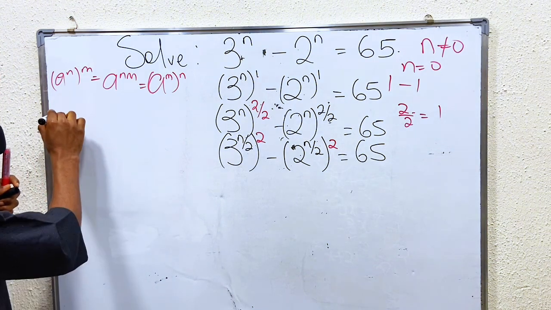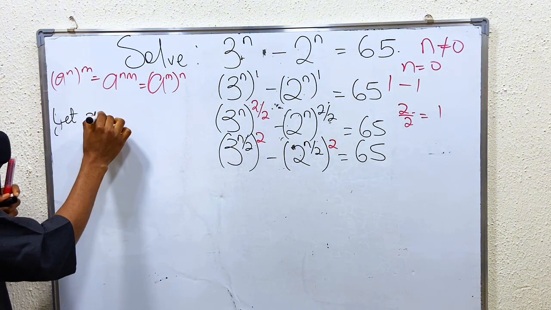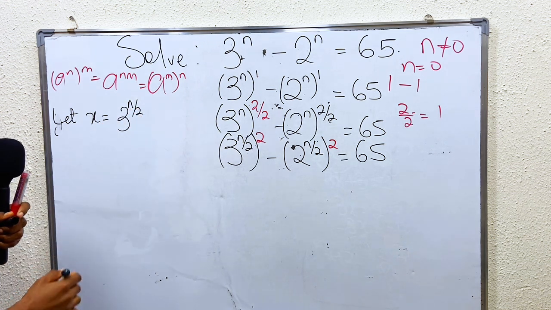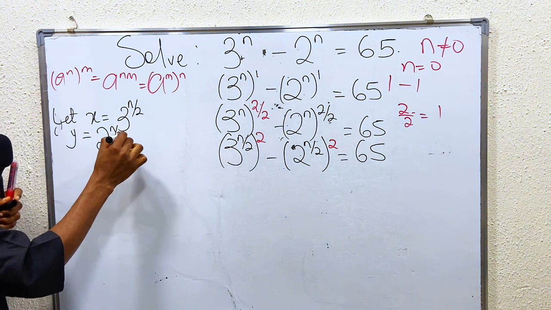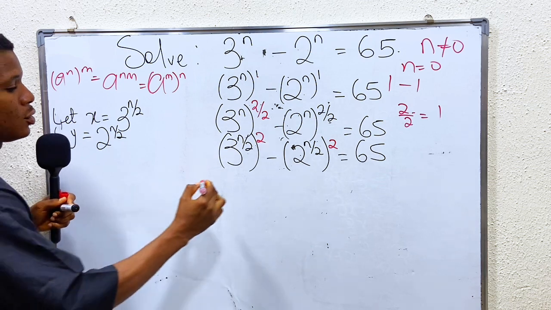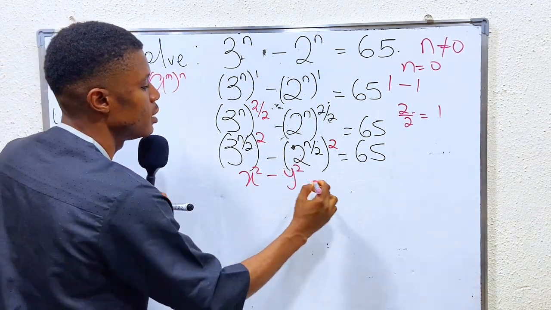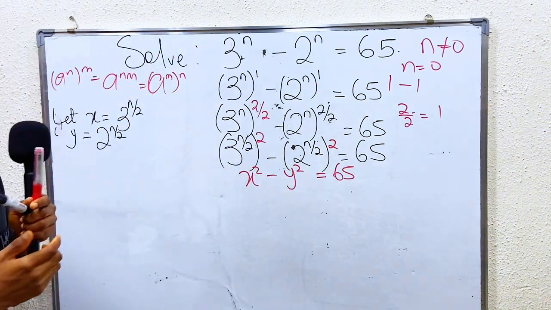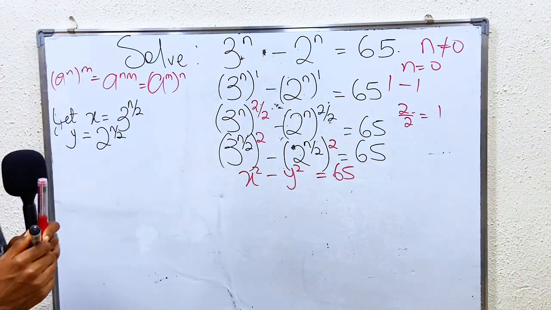So I can now say, let x be equal to 3 to the power of n over 2. Okay? Then we take y to be equal to 2 to the power of n over 2. Okay? So if you have this now, we can now write this as x squared minus y squared is equal to 65. Okay? We are now taking the values of x and y. So this is clearly difference of two squares.